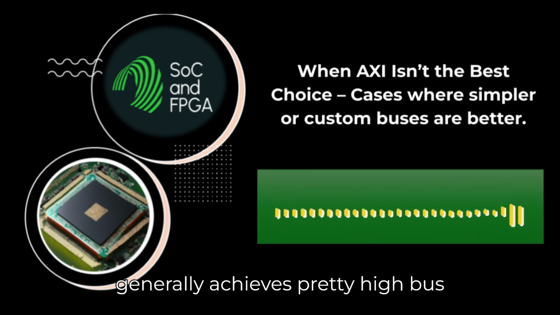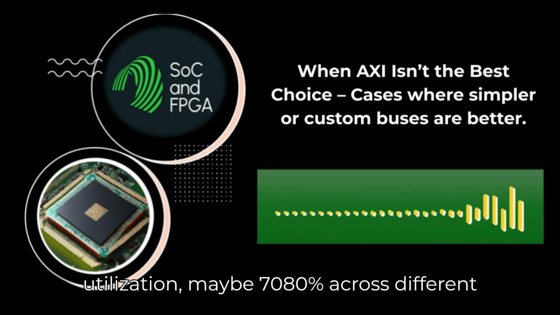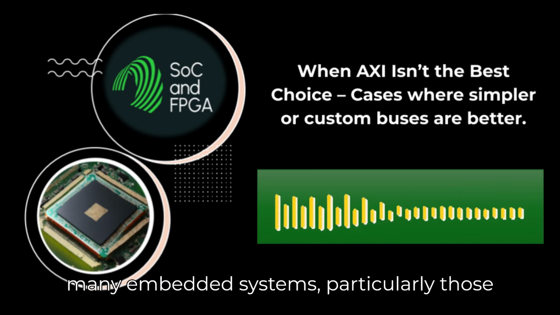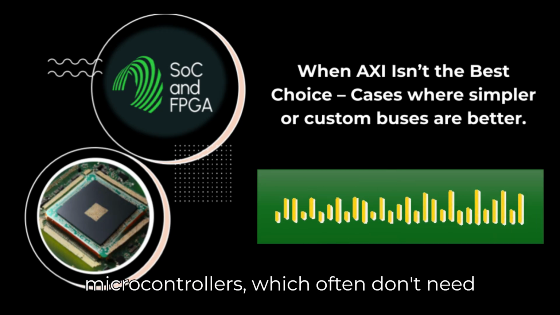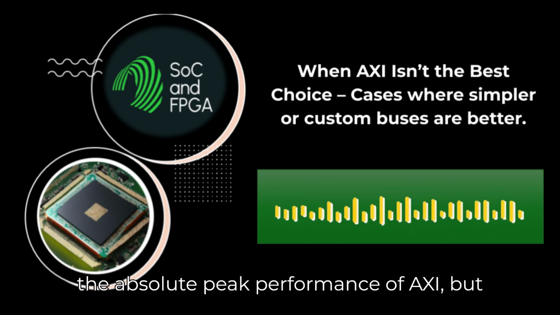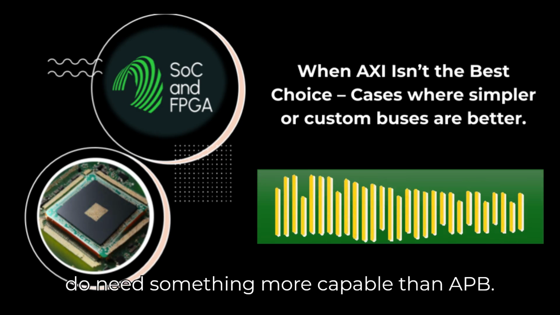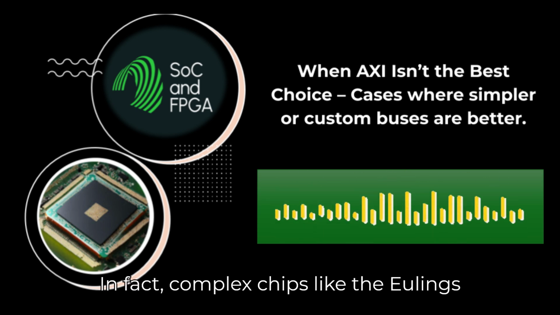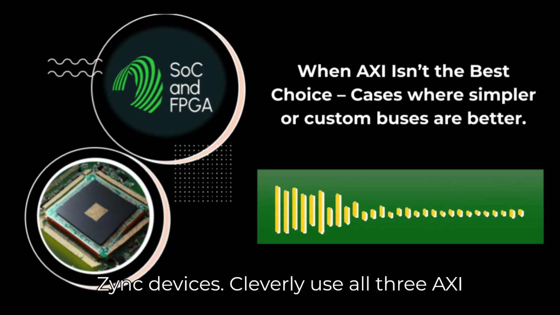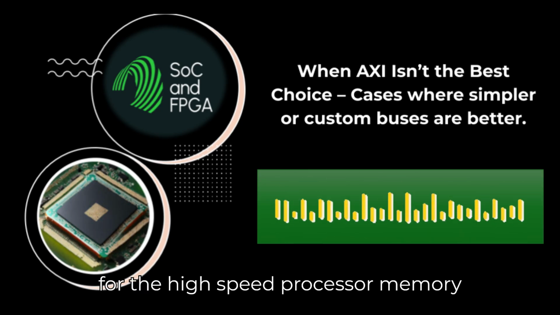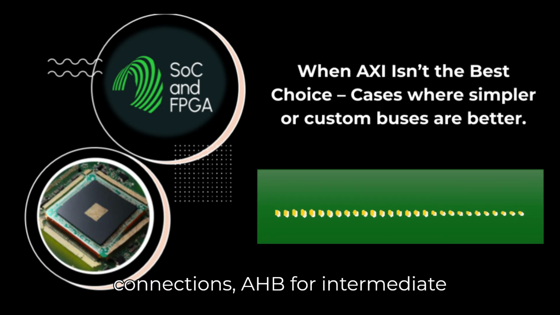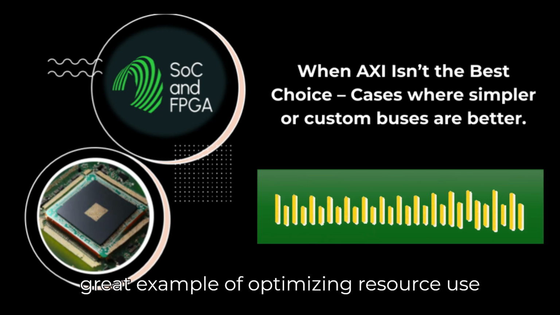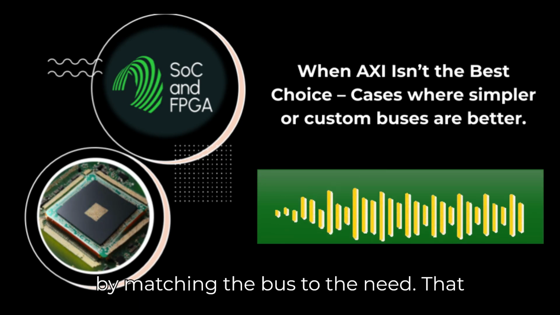AHB generally achieves pretty high bus utilization, maybe 70 to 80%, across different burst sizes. It's really a sweet spot for many embedded systems, particularly those based around ARM Cortex-M microcontrollers, which often don't need the absolute peak performance of AXI, but do need something more capable than APB. In fact, complex chips like the Xilinx Zynq devices cleverly use all 3: AXI for the high-speed processor memory connections, AHB for intermediate peripherals, and APB for the low-speed stuff, all connected via bridges. It's a great example of optimizing resource use by matching the bus to the need.